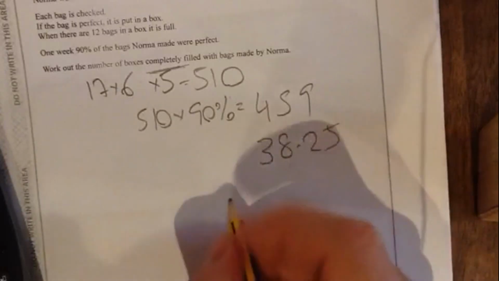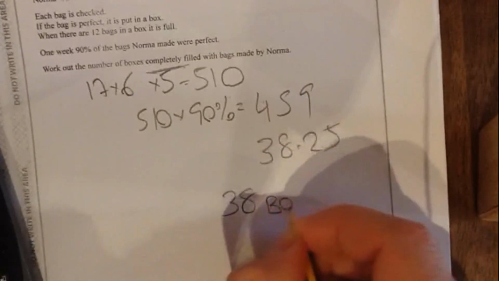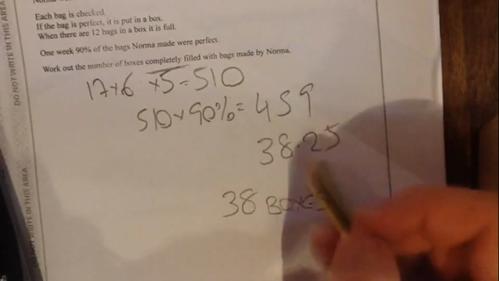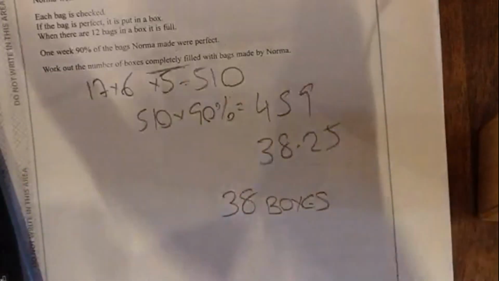Work out the number of boxes completely filled. Now it's 38 boxes, sorry. And because it's 38.25, it's not a full box, so regardless of what this number is, we're going to be rounding this down. The answer is 38 boxes.